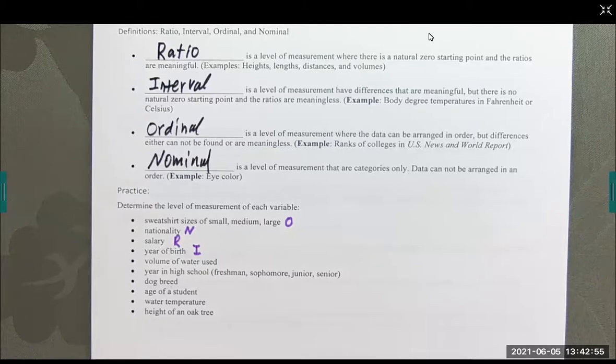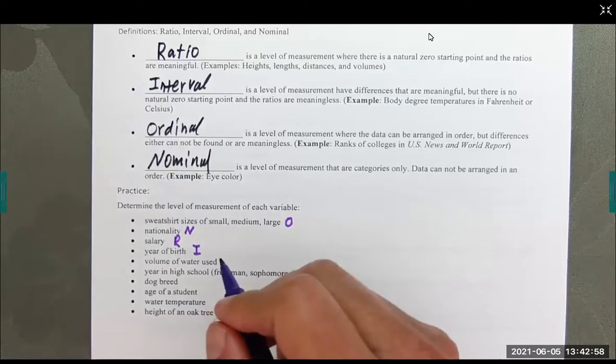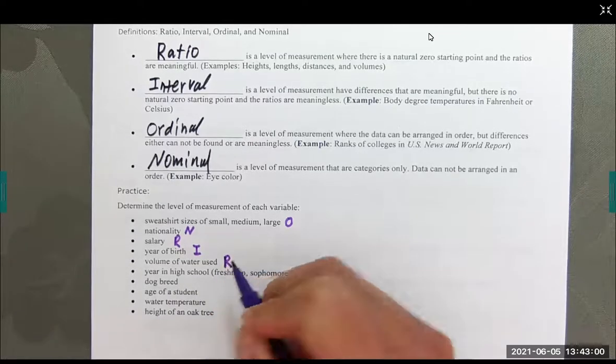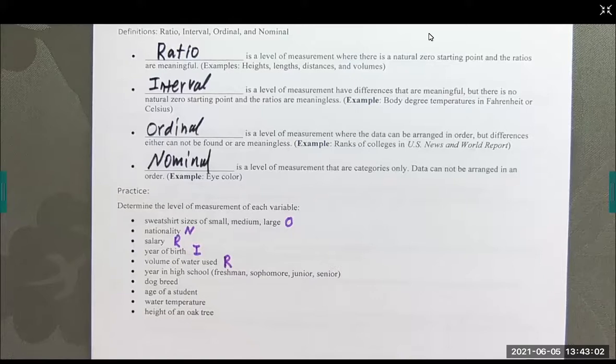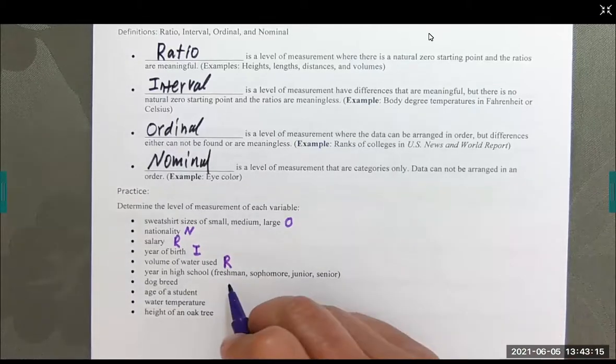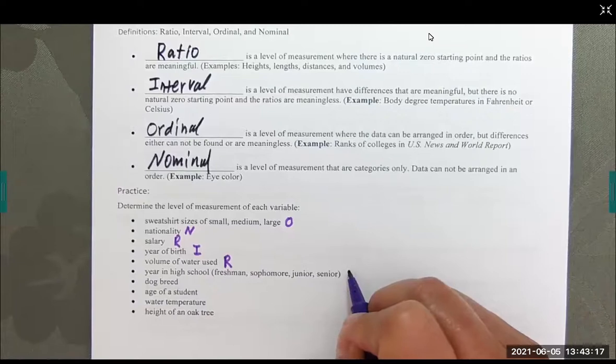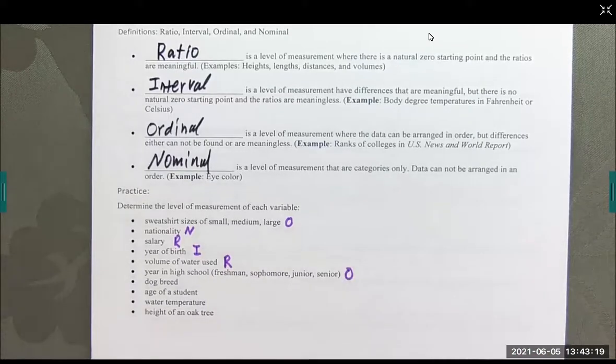Volume of water used. That is going to be ratio, because the volume could be 0. And I could have twice the amount of water that you have. And that 2 is significant. It has meaning. Year in high school. That means we have an order: freshman, sophomore, junior, senior. That is with an order, so that's ordinal. Dog breed, and I don't want to start a fight or anything, but that's definitely nominal.